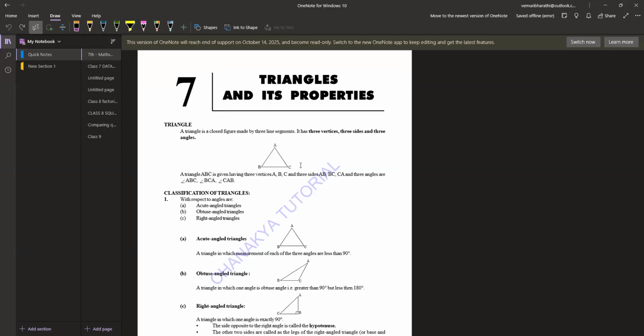Aryan, what is an obtuse angle triangle? Ma'am, one angle is greater than 90 degrees but less than 180 degrees. Yes, one of the angles in the triangle is greater than 90 and less than 180. Good. And Ruhika, what is an acute angle triangle? Ma'am, an acute angle triangle is where the angles of the triangle are less than 90 degrees.